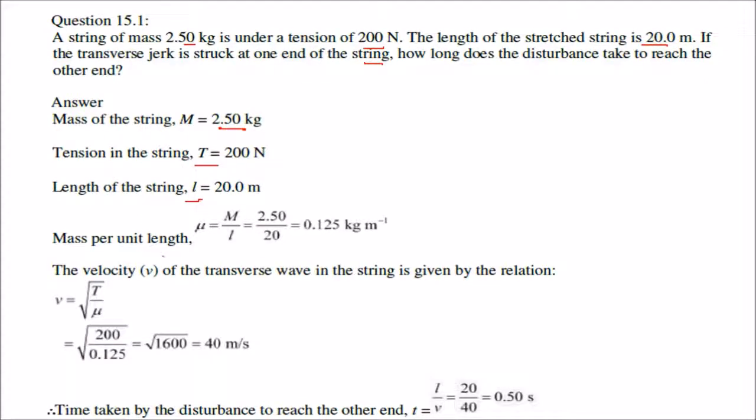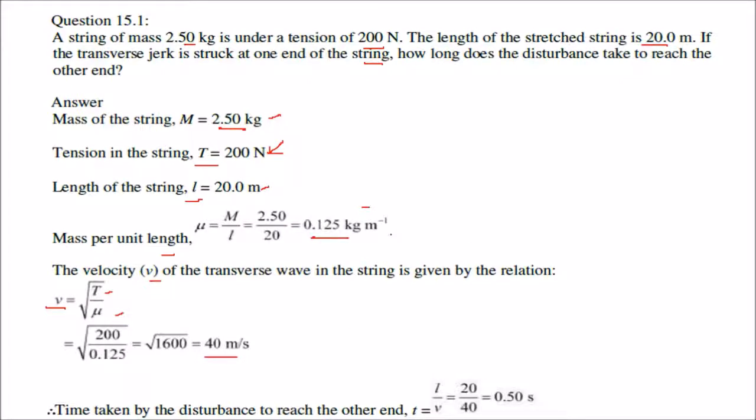We know that the mass per unit length is what? This is mass divided by length. So this is mass per unit length. And we also know that the velocity of the transverse waves in the string is given by the relation v equal to under root T by mu. T is tension, and mu we just found out. Just put it here. It will be 40 meter per second.